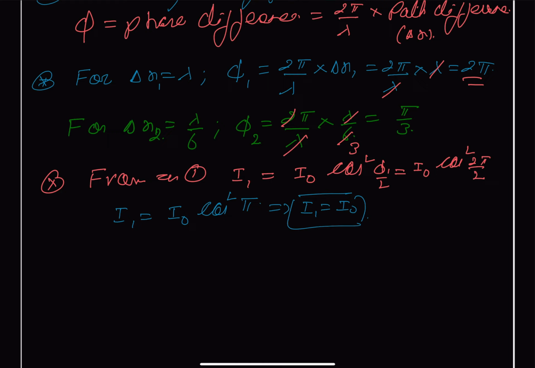Similarly, we can do it for I2 also. I2 will be equal to I naught cos square, and it is pi by 3, so phi 2 divided by 2 gives I naught cos square of pi by 6.